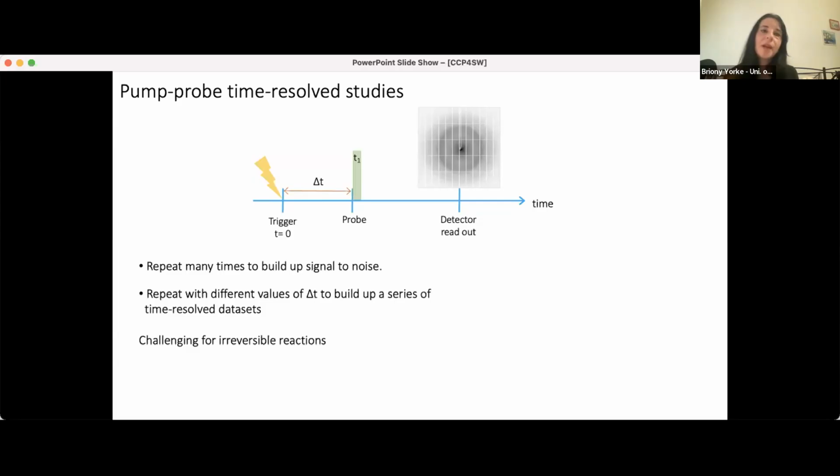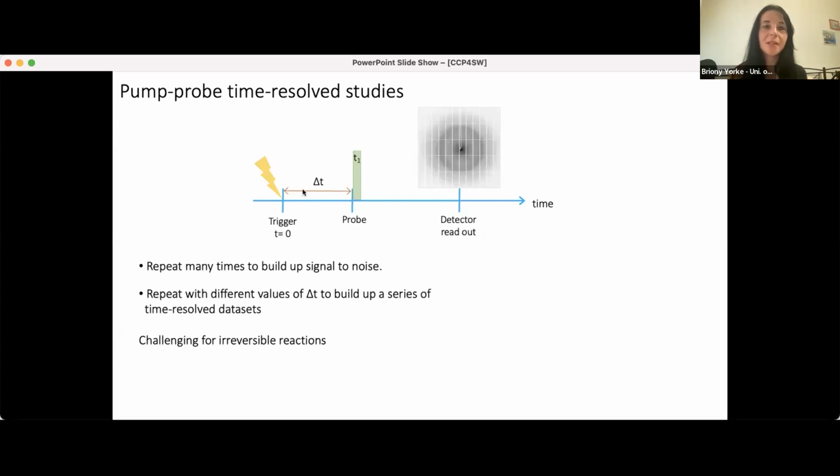So the way that we do that is we use something called the pump probe approach. And this is a very, very traditional manner in which we can collect time-resolved data. So at time 0, we pump our system, that's it. We excite it or we initiate a reaction.